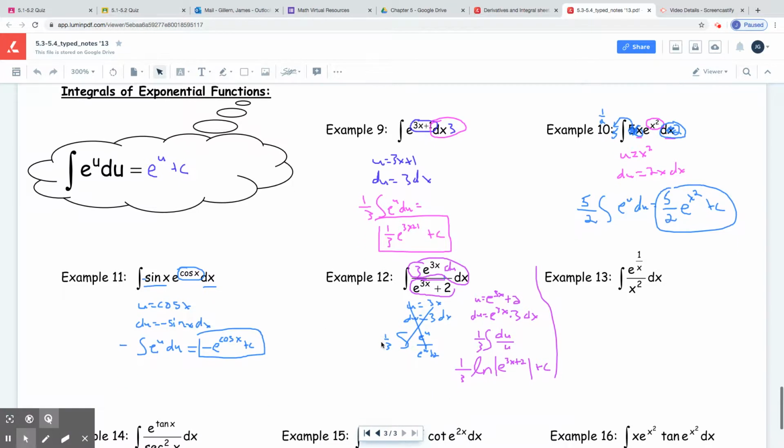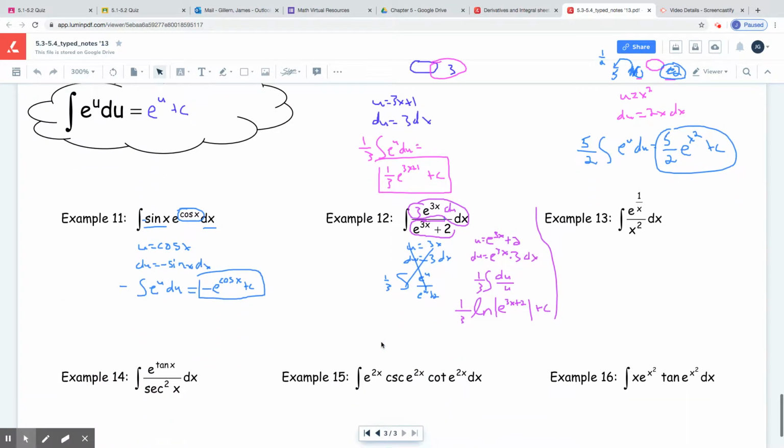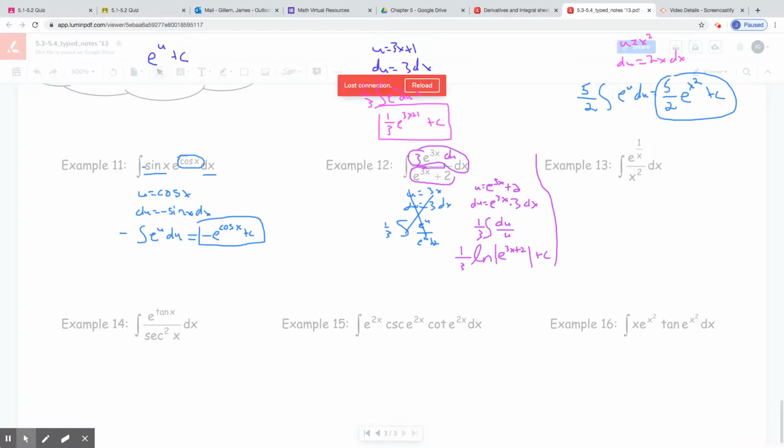All right. So it's just all different ways. Here we go. Reload again. Let's see.